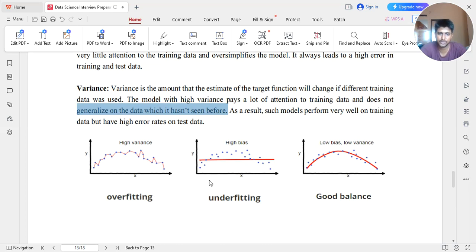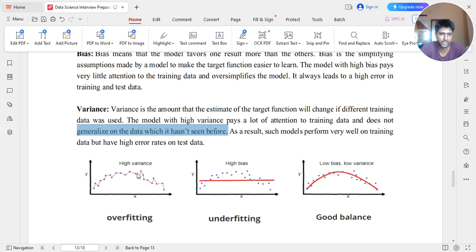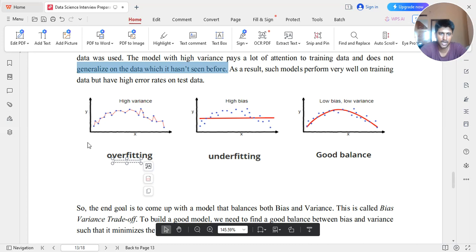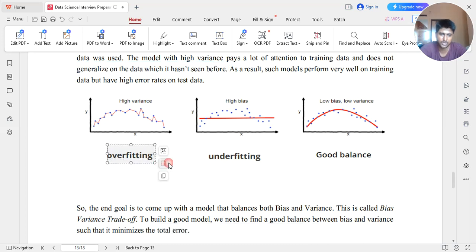Okay, so you can see the distribution like this basically. Which has high variance, high bias, and low bias, low variance, how it will be. Okay, so high variance relates to overfitting, high bias relates to underfitting, and a good balance will be low bias and low variance.